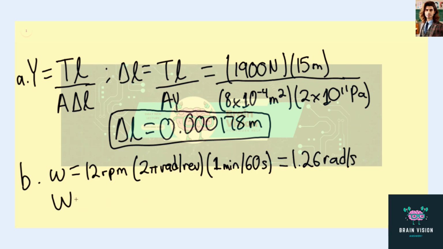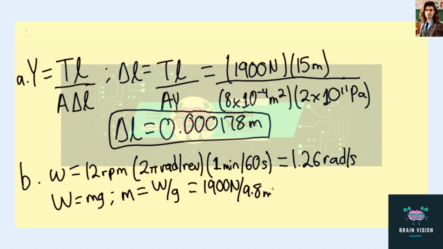We know that the weight is going to equal mg, and we know that the mass will equal the weight divided by the gravity. Simply algebraically manipulate. This will be 1900 newtons divided by 9.8 meters per second squared. And so mass is going to be equal to 194 kilograms.